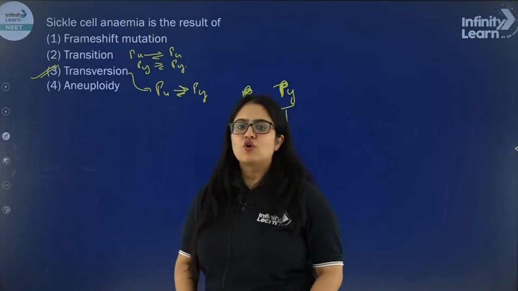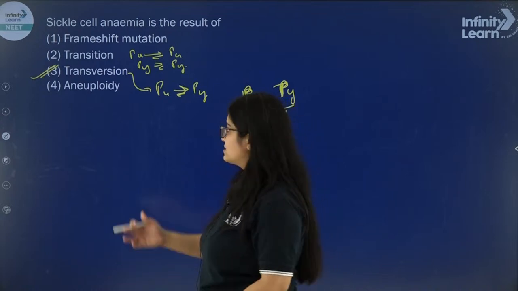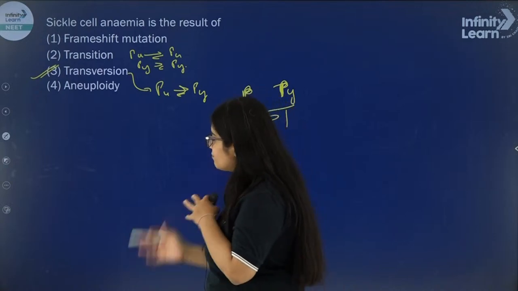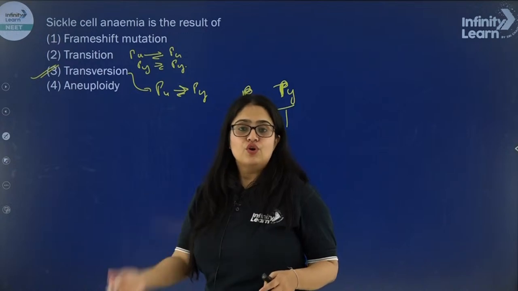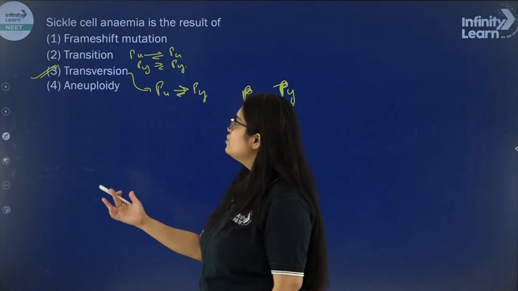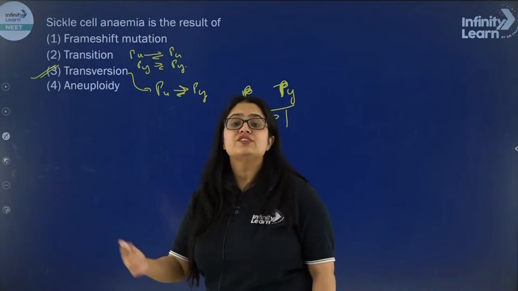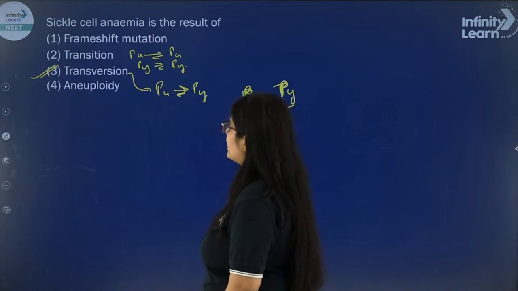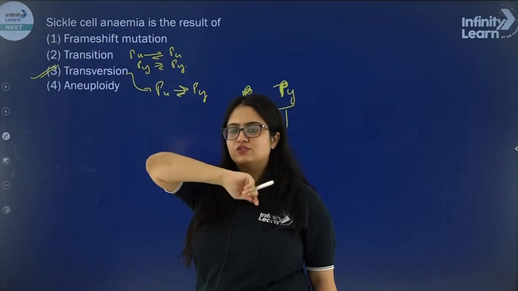And aneuploidy is because of non-disjunction of the homologous chromosome, monosomy, trisomy, you must have seen. So this is not related with sickle cell anemia. A frame shift mutation is because of addition or deletion of one or more than one base, which is going to change the meaning of the codons from the point where the insertion or deletion is done, my dear students. So sickle cell anemia is an example of substitution, and in that also transversion.